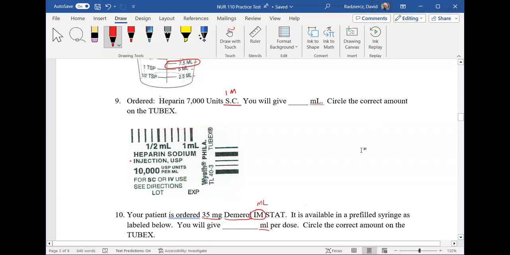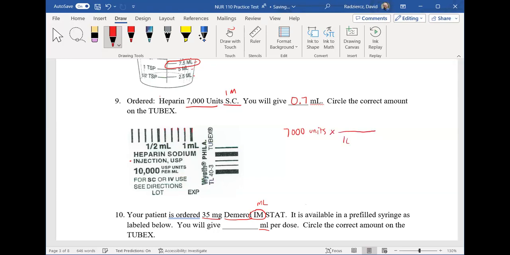Perfect. Okay, good. Yeah, it looks like everyone's starting to get there and you're getting the right answer. You're writing that correctly. So if you got, or if you're still working towards getting 0.7, that's the same thing I got. Okay. So what's my order? My order is 7,000 units subcutaneously. And I want to compare that to my available, which is 10,000 units per milliliter. And I'm getting that right from my label, right?